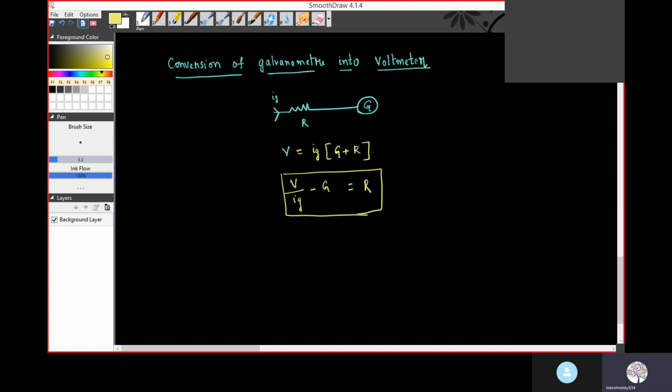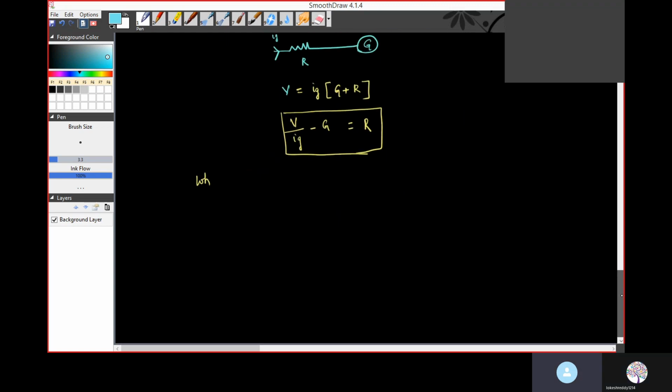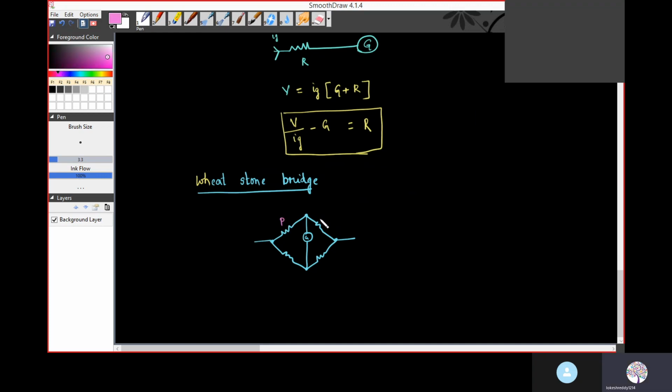Now, next one is Wheatstone bridge. You know, we already discussed the Wheatstone bridge. If you have a resistor arrangement like this, with one galvanometer, and this is P, this is Q, this is R, and this is S. If P by Q is equal to R by S, then we say the bridge is balanced.